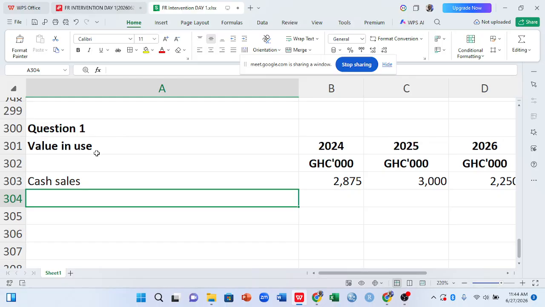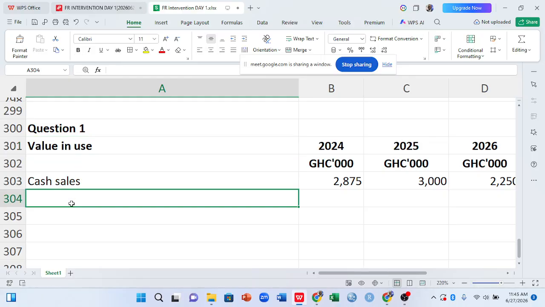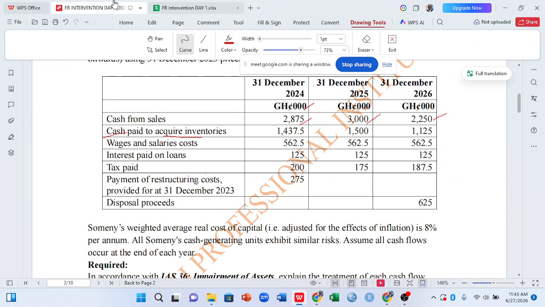Okay, so let me put it this way. Value in use, we are looking at the cash flows you generate, so we consider your cash inflows and cash outflows. The only thing is that some items are not considered as cash inflows and outflows when calculating value in use according to the standard. So in this question, definitely your cash purchases of inventory will have to come here. It's a major activity of the firm, it gives rise to impairment, and here you can clearly see it's a cash outflow. So I like you saying it's a cash outflow.